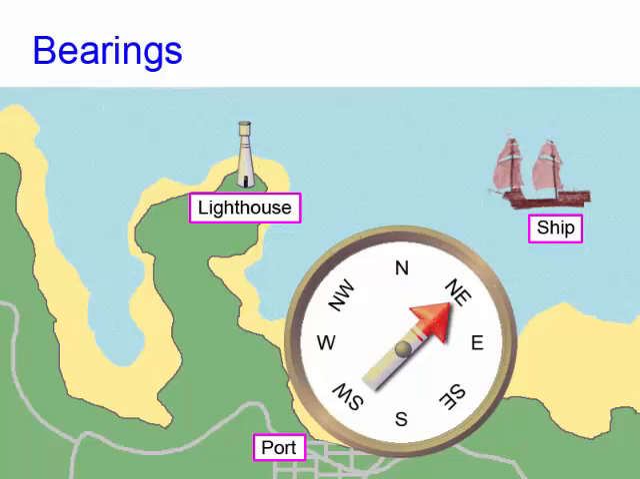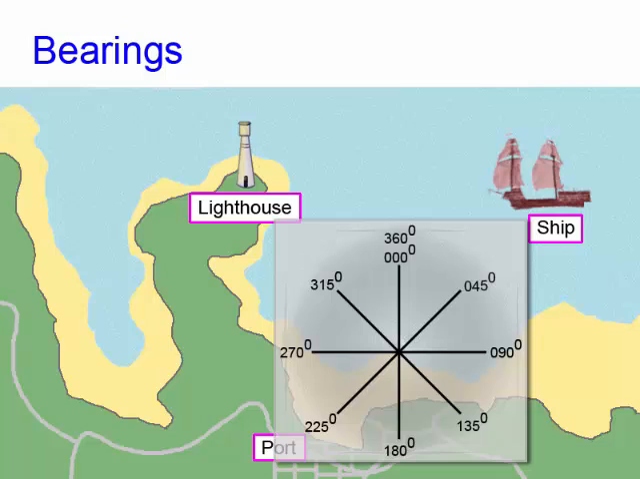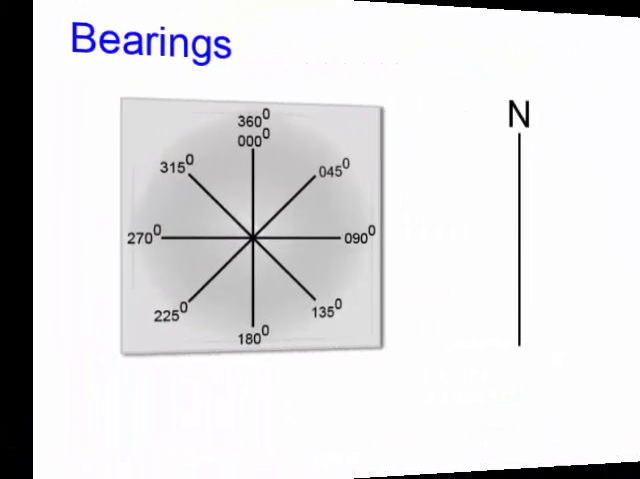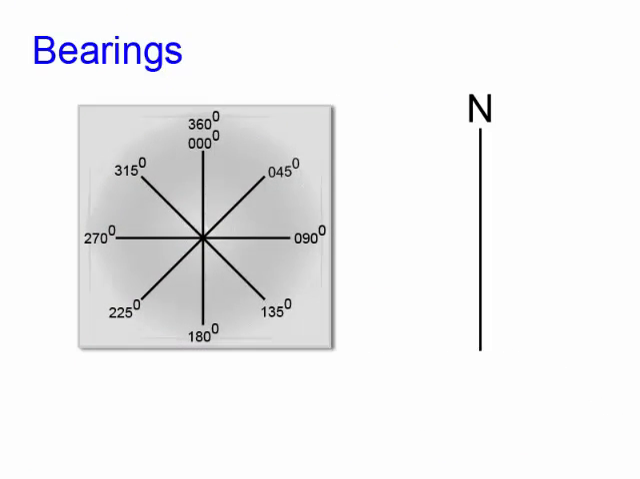For example, in this illustration, the ship is northeast of the port, and the lighthouse is northwest of the port. However, bearings give more precise information of one object's relation to another. In order to understand how accurate bearings can be, there are three important facts you must remember about bearings.